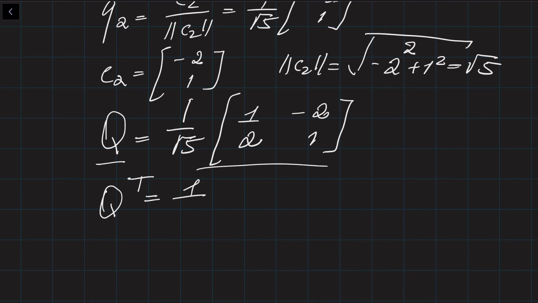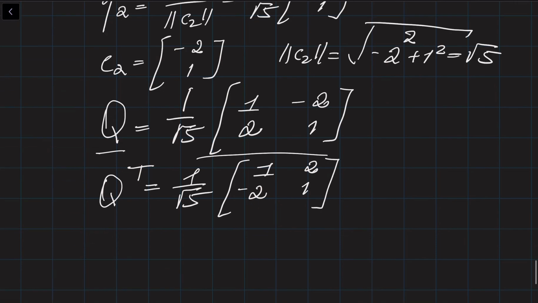It's going to be 1 divided by the square root of 5. So I'm just going to write down the first row as the first column. It's going to be 1 and minus 2. The second row is going to be written as the second column. It's going to be 2 and 1, and that's going to be the Q transpose.